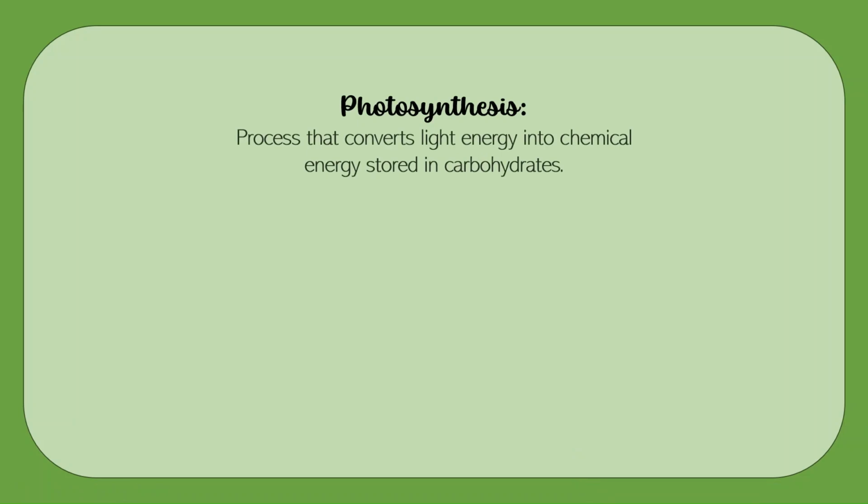Today's topic is photosynthesis. Let's review. Photosynthesis is a process used by plants and other autotrophs to convert light energy, normally from the sun, into chemical energy stored in carbohydrates. The chemical formula is carbon dioxide plus water plus light energy yields glucose and oxygen.